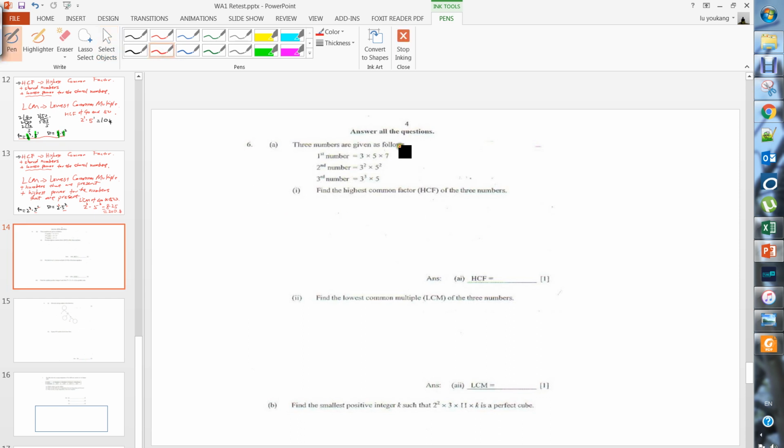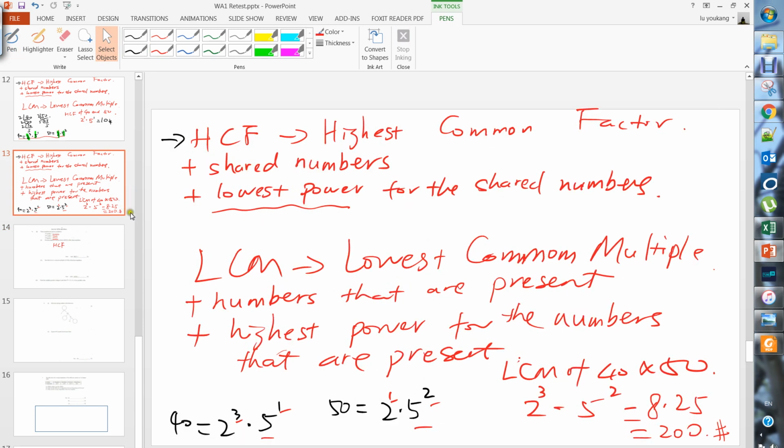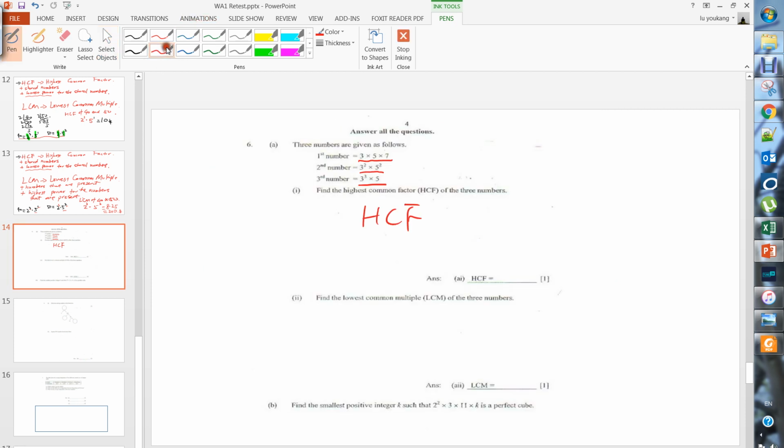So first, they give you 3 times 5 times 7. And over here, 3 to the power of 2 times 5 to the power of 2. Over here, 3 to the power of 3 times 5. So to find the HCF, remember the definition: shared numbers and lowest power. It must be shared, and then lowest power for that.